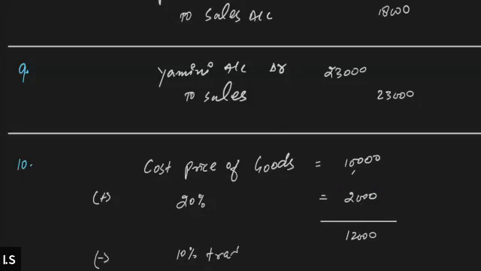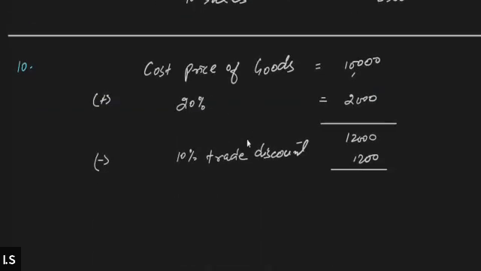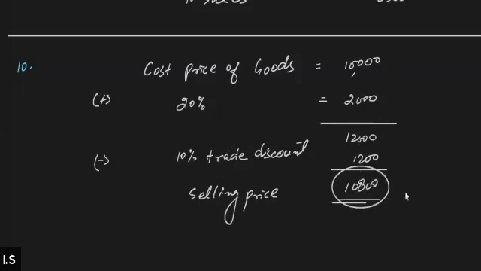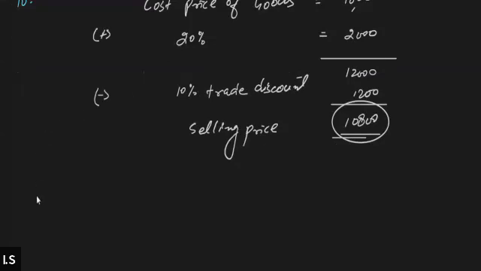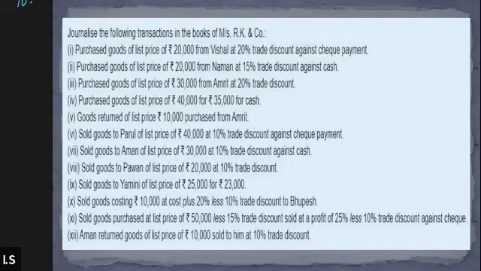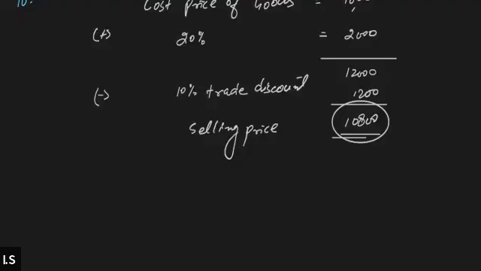10% trade discount will be 1,200. And this will be the final amount. Sale price will be 10,800. And we need to pass the general entry at this price, 10,800. And the general entry will be, since we have sold goods to Bhupesh on credit and the name of the customer is mentioned in the question, that means we must have sold goods to Bhupesh on credit.